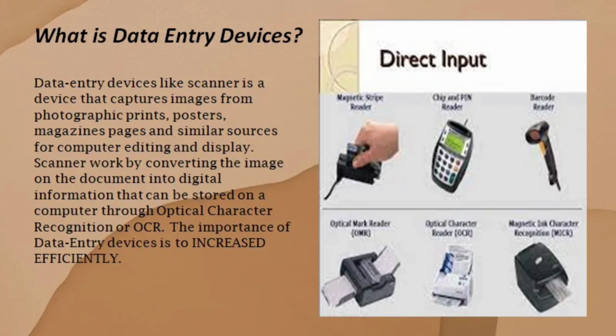And data entry devices like a scanner is a device that captures images from photographic prints, posters, magazine pages, and similar sources for computer editing and display. Scanners work by converting the image and the document into digital information that can be stored on a computer through optical character recognition or OCR. The importance of data entry devices is to increase efficiency.